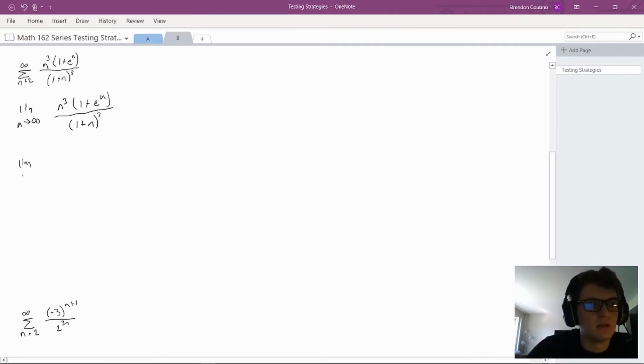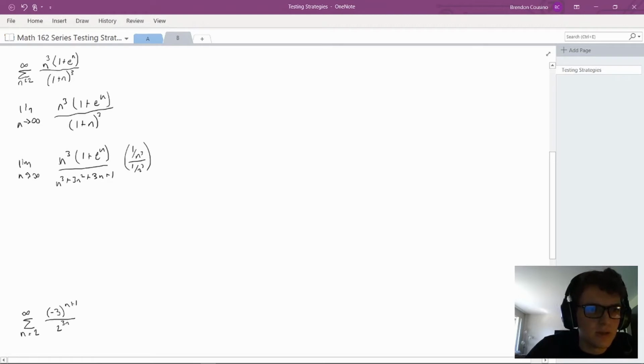So this is going to be the limit as n approaches infinity. I'm just going to expand the denominator. So n cubed times 1 plus e to the n, divided by n cubed plus 3n squared plus 3n plus 1. Okay, so we're going to multiply this both on top and bottom by 1 divided by n cubed.